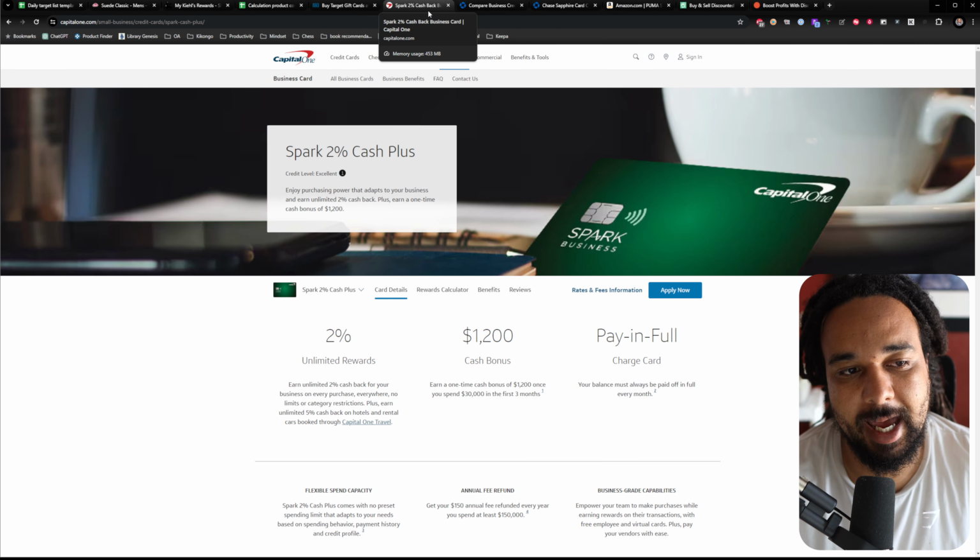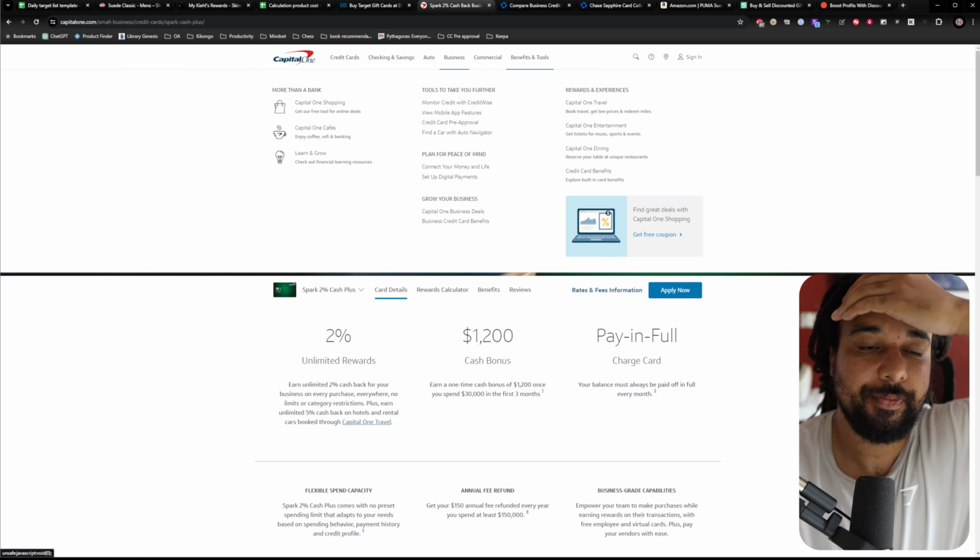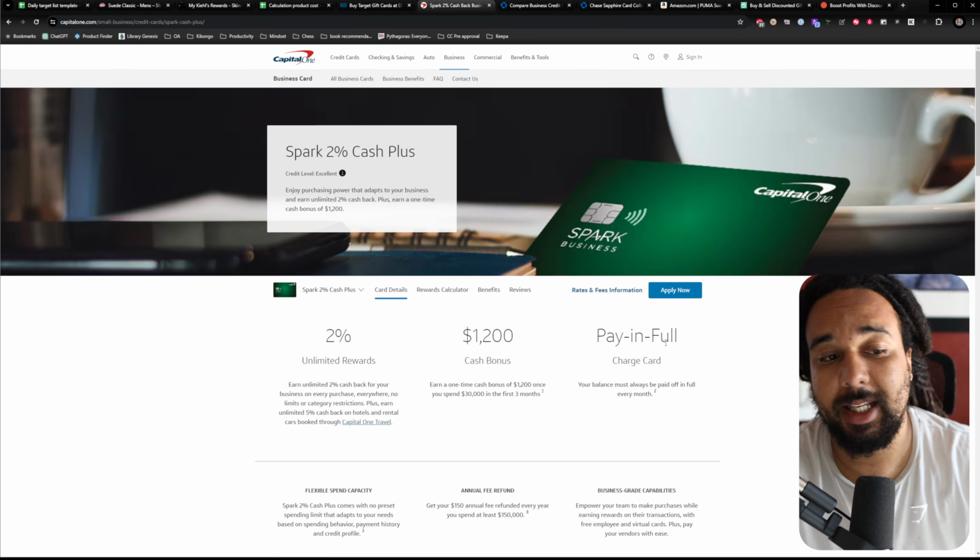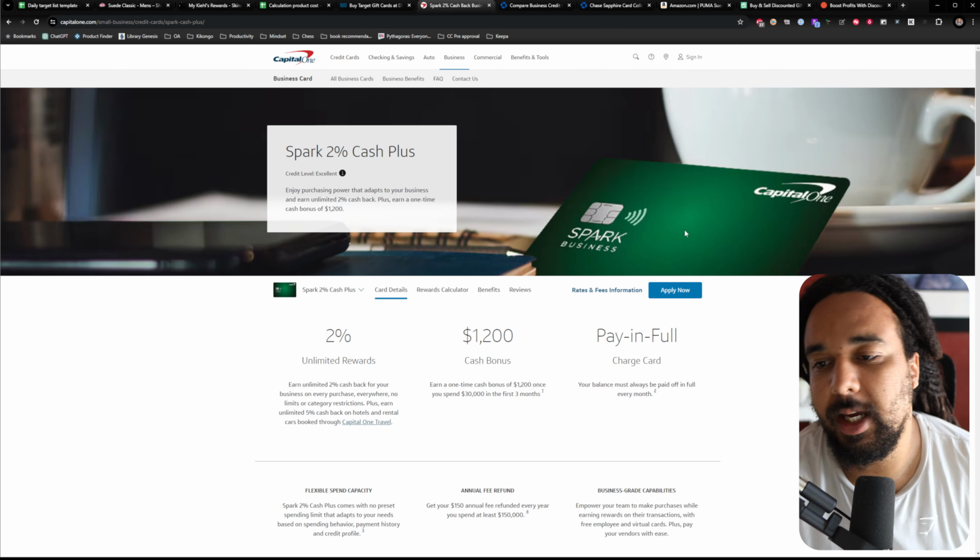Next, here's the issue: you can get the Spark, okay, that gives you 2%, but it's only going to be worth it for you if you're a little bit more advanced, because it is a charge card. What is a charge card? A charge card, you need to pay it in full every single month. When you are a beginner, it may happen that you carry a balance. With this card, you cannot carry a balance, because you never know, maybe you mess up your cash flow cycle, whatever.